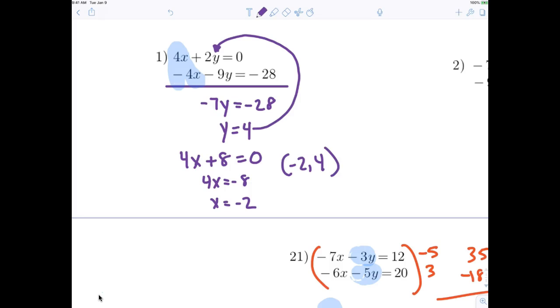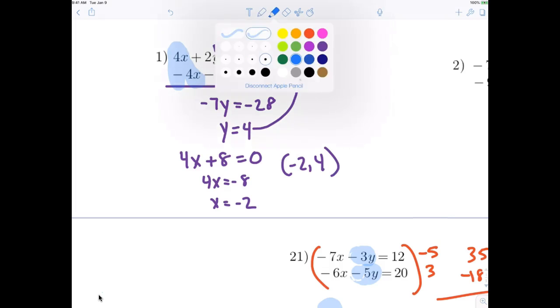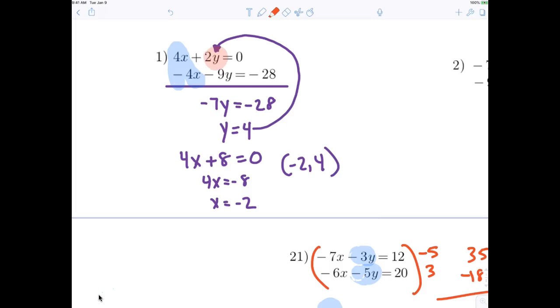I thought you were plugging in 4 for y. I did. So now look, very good question. Let me make sure I'm answering your question. That says 2 times y. What's 2 times 4? 8. That's where this is coming from.